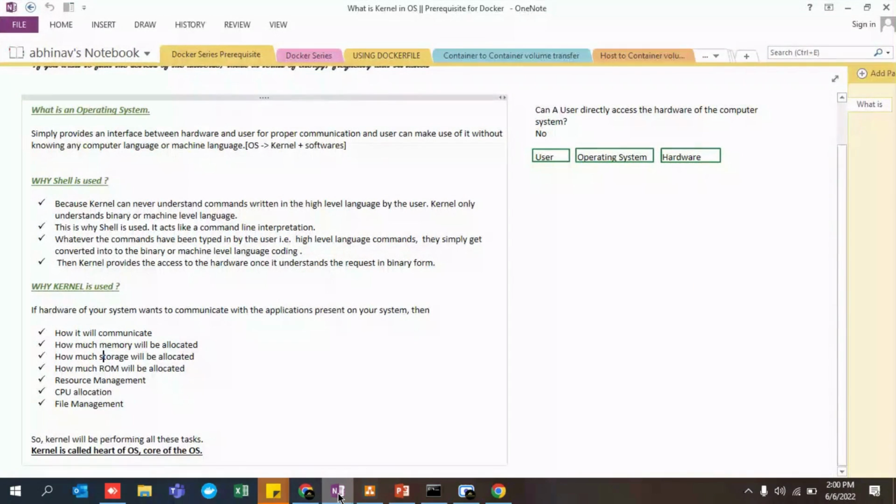So what happened over here is that when I wrote the command ping google.com, the kernel won't be able to understand these commands that are written in high level language, right? The commands can be like ping google.com, netstat, you can also write ipconfig, and any number of commands can be there, right? Your kernel won't be able to understand them, because the kernel can only understand binary or machine level language coding, right?